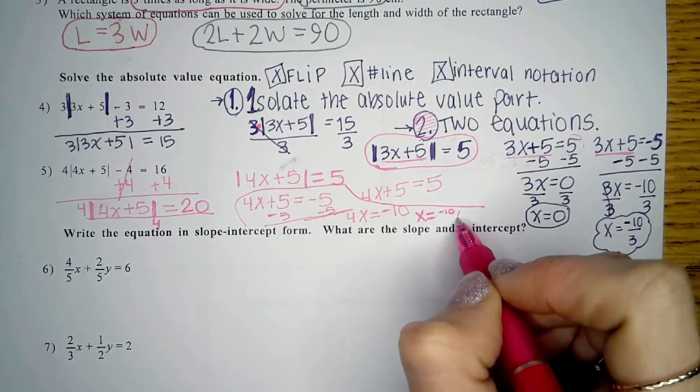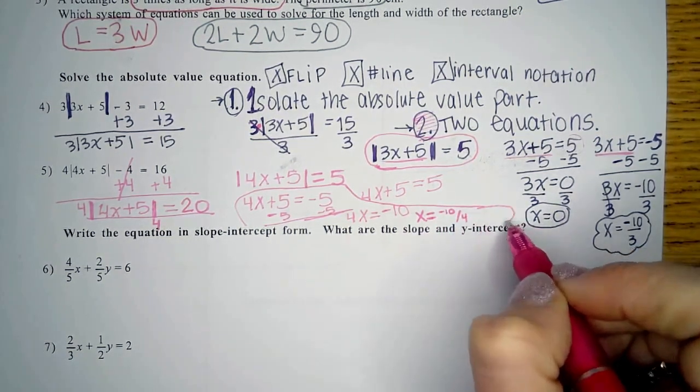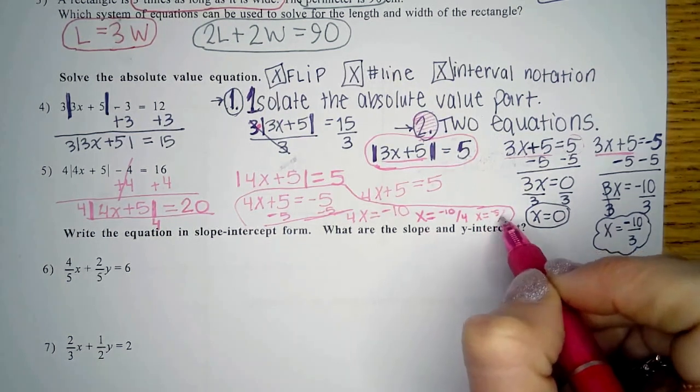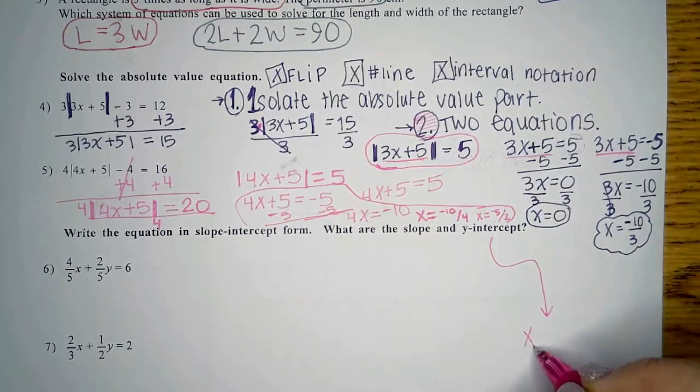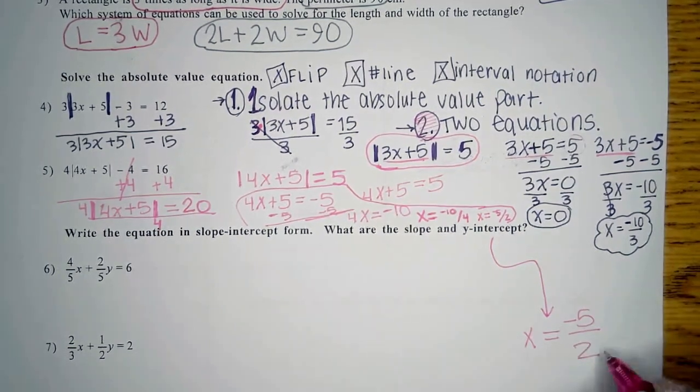So it's negative 10, though. Good, negative 5 over 2. So down here, x is negative 5 over 2. Okay, I'm really sorry it's squashed, so I'm going to draw an arrow. The one answer was x equals negative 5 over 2.